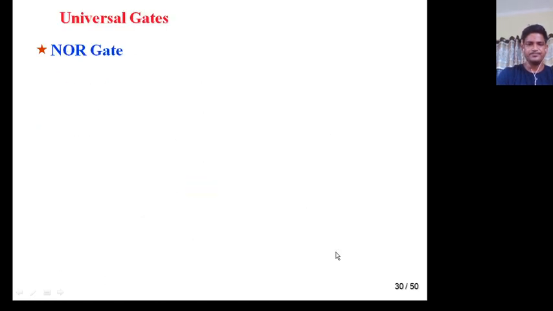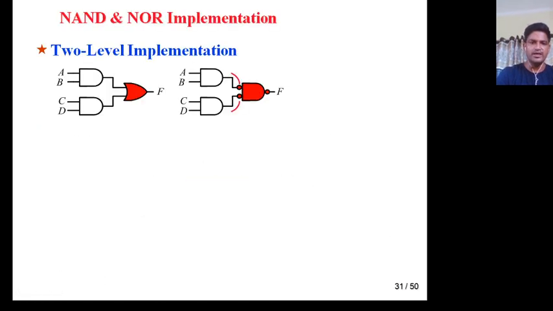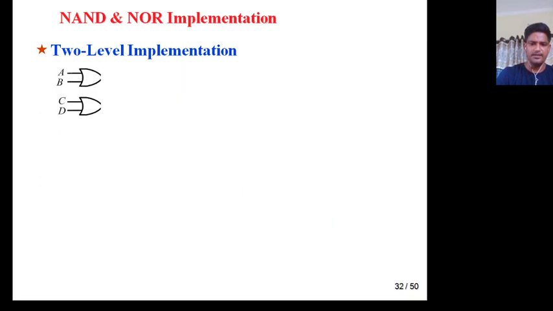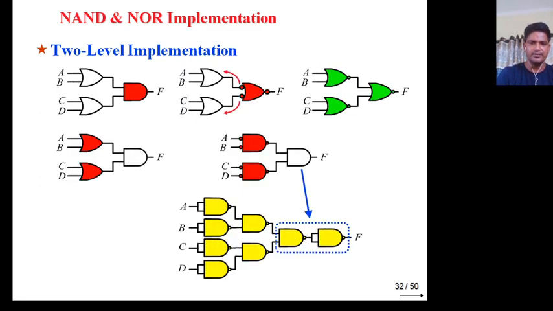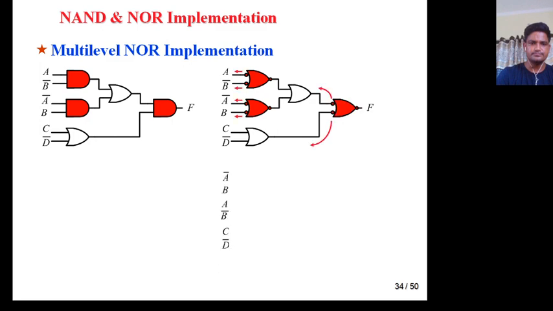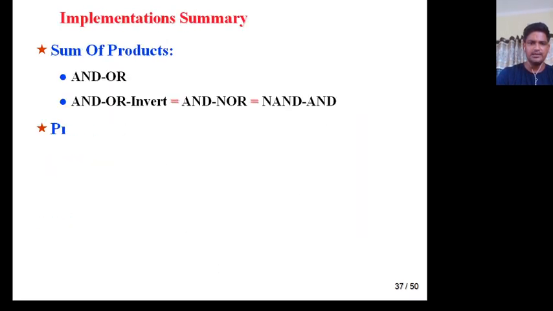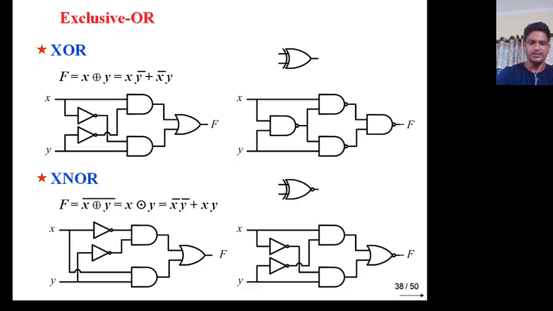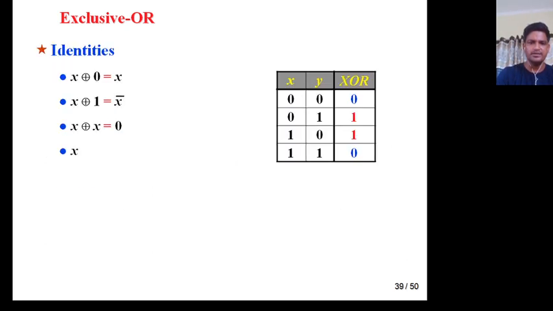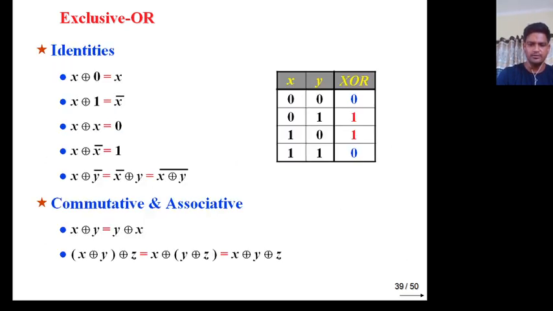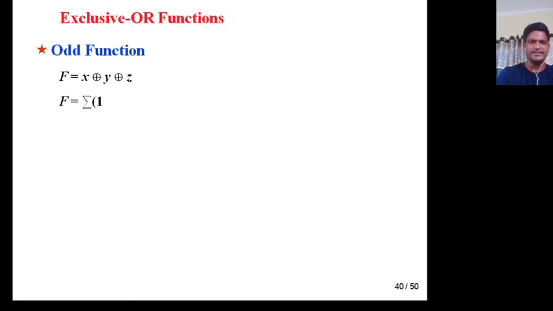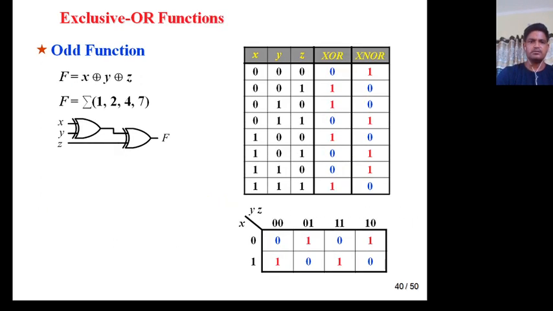This is how the XOR gate and XNOR gate work. This is your AND gate, SOP, this is your XOR gate. These are the properties of the XOR gate. Next, odd function 1 2 4 7.